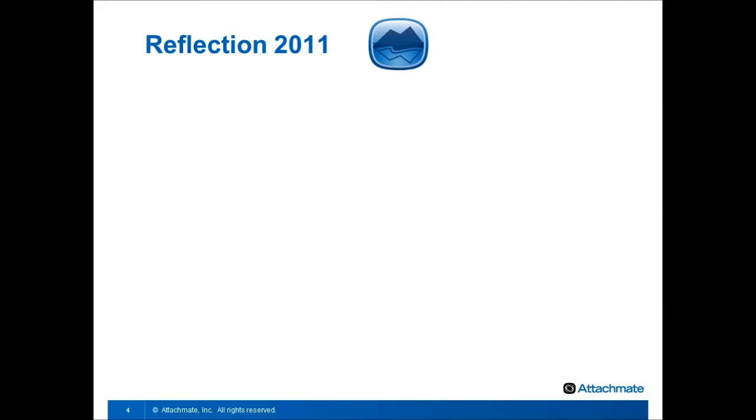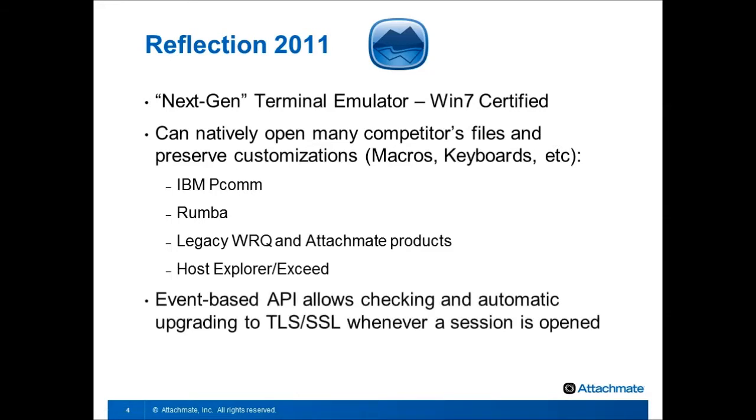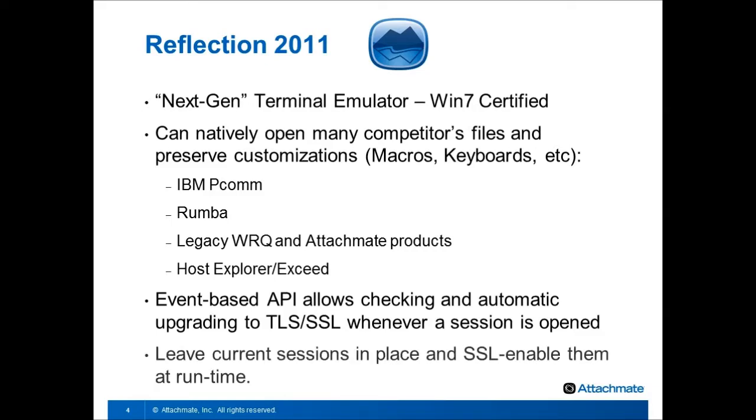The AttachMate product that supports this capability is called Reflection 2011. It's our next-gen terminal emulator. It's Win 7 certified and written in .NET from the ground up. It can natively open many of our competitors' files such as IBM PCOM, Rumba, any of the legacy AttachMate products, or Host Explorer. And I'll point out that it can also preserve many of those customization files like macros and keyboards. It's got an event-based API that allows us to check for and upgrade to SSL whenever a session is open, and this allows us to leave the current sessions in place and SSL them at runtime.